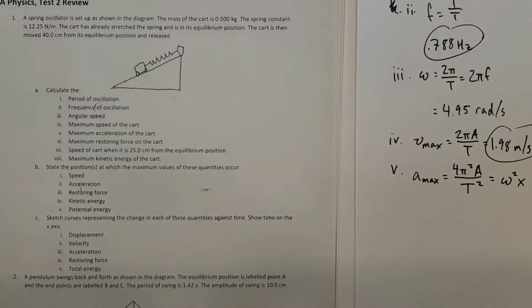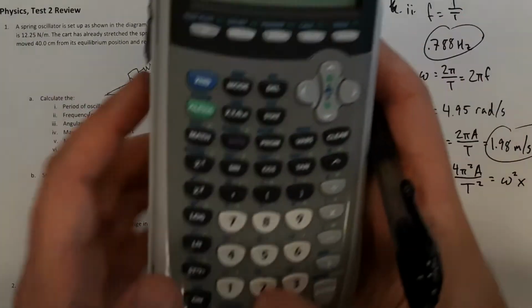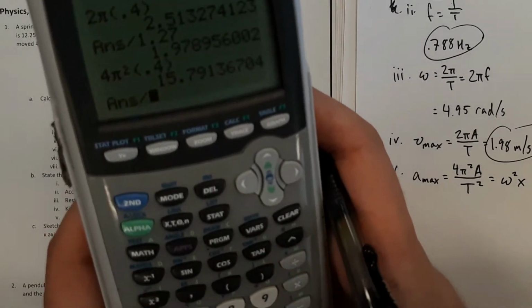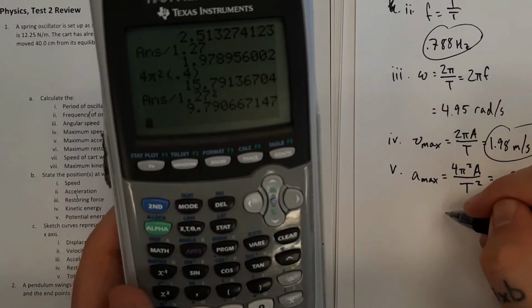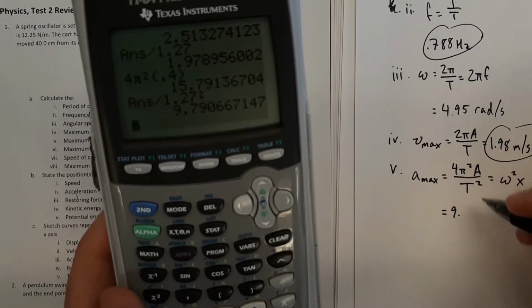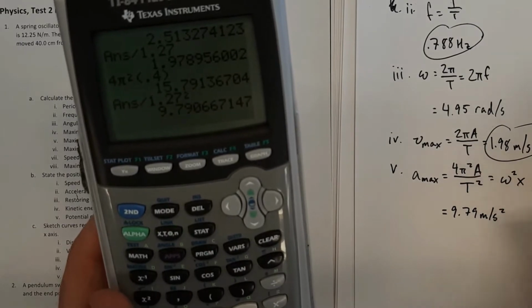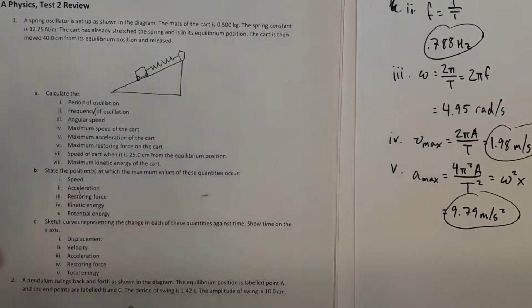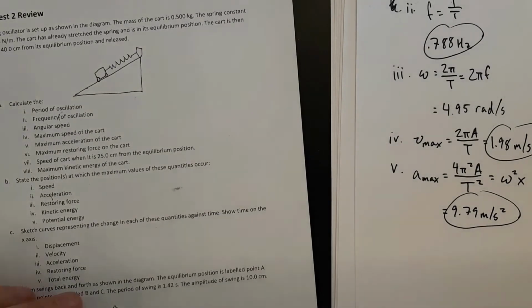So in this case, let's do it the long way. We have 4 pi squared times our amplitude of 0.4, divided by our period squared, so 1.27 squared. That gives us a maximum acceleration of 9.79 meters per second squared. That's really close to 9.8, which means that this ramp is significantly steeper than it looks.